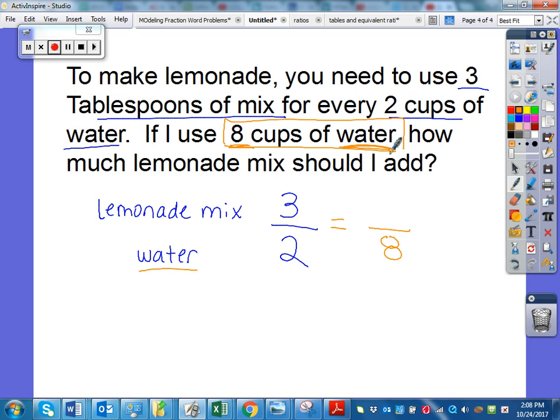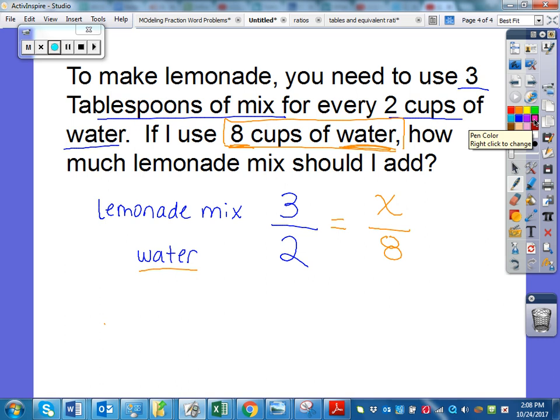Now, I have to identify what I am looking for. How much lemonade mix should I add? So I'm looking for the amount of lemonade mix that's needed for 8 cups of water. That's why the question mark, or you can use a variable such as the letter X to represent your unknown, or what you're looking for. I'm looking for the amount of mix if I use 8 cups of water.